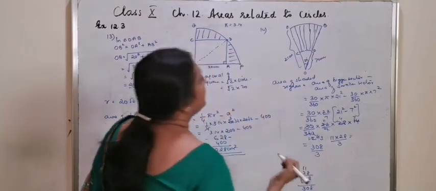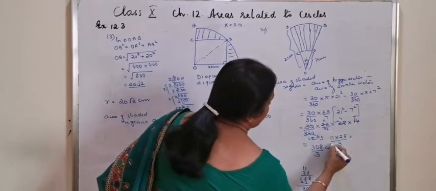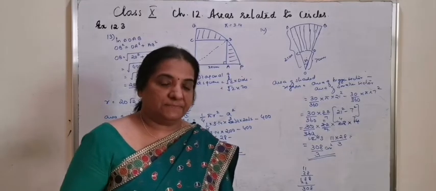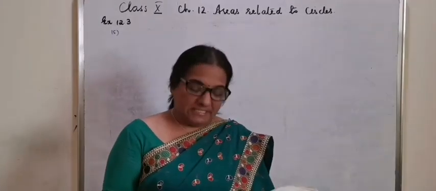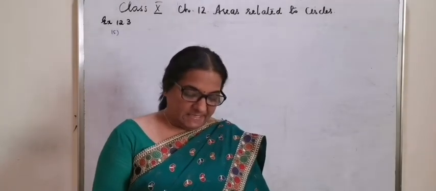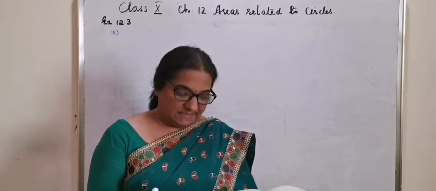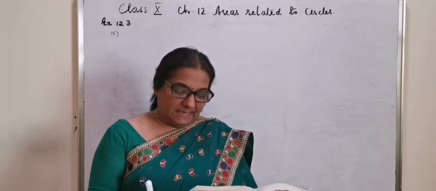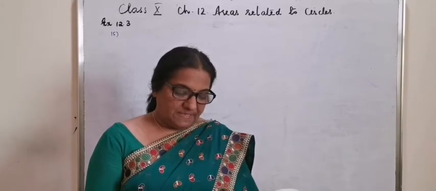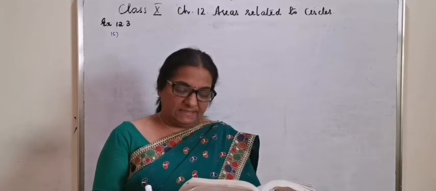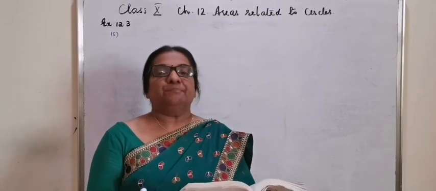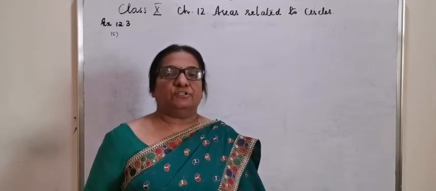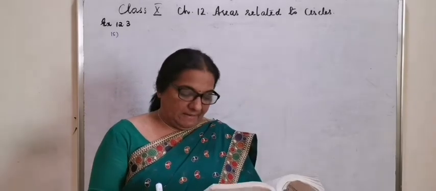308 by 3 centimeter square. We can also represent it as decimals. Question number 15. ABC is a quadrant of a circle of radius 14 centimeter and a semicircle is drawn with BC as diameter. Find the area of the shaded region. It's a very important and frequently asked question for the board exam.